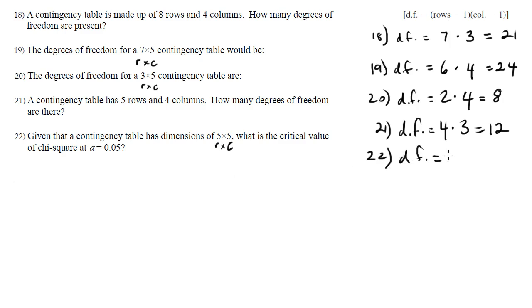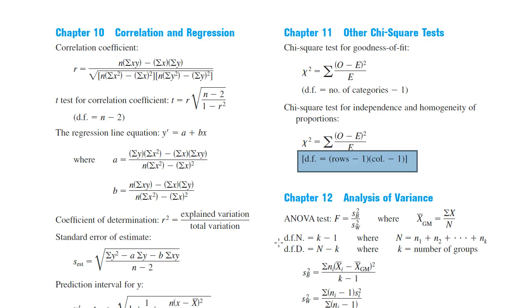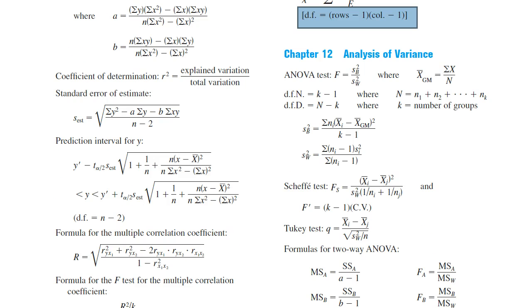5 rows, so that's 5 minus 1 is 4. 5 columns, 5 minus 1 is 4. So 16 degrees of freedom. So degrees of freedom for number 22 is 16. Alpha's 0.05. Let's go to the table and see what we get.